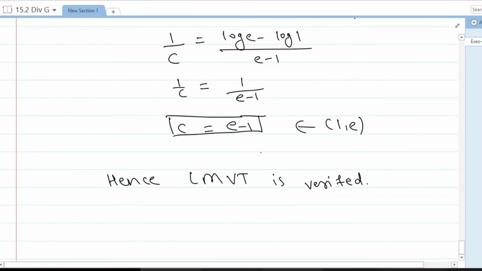Because value of e is 2.718, and e minus 1 is 1.718, and that lies there. ठीक है.